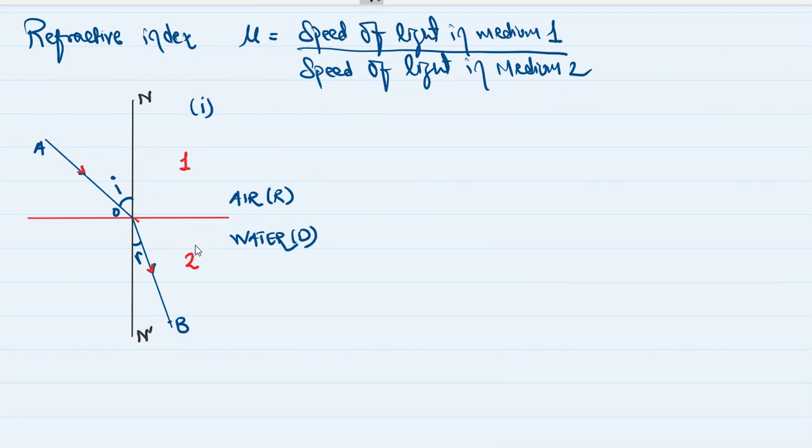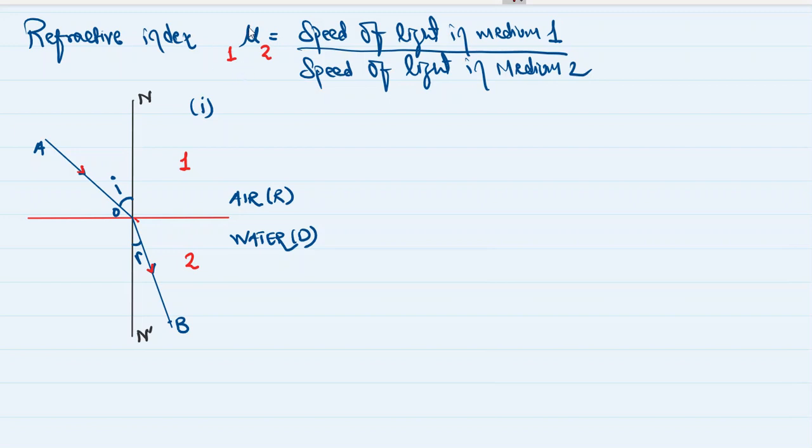The ray of light is entering from air to water, that is medium 1 to medium 2. So when we write this formula, that the refractive index is speed of light in medium 1 upon speed of light in medium 2, the very important notation which we write over here is 1 and 2. Always remember, 1 is the medium from which the ray of light is coming, and 2 is the medium in which the ray of light is entering. 2 is the final medium, 1 is the initial medium.